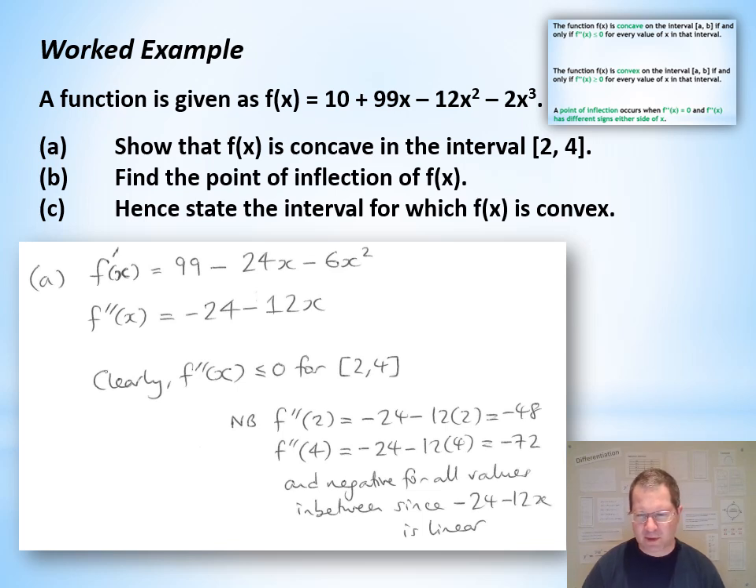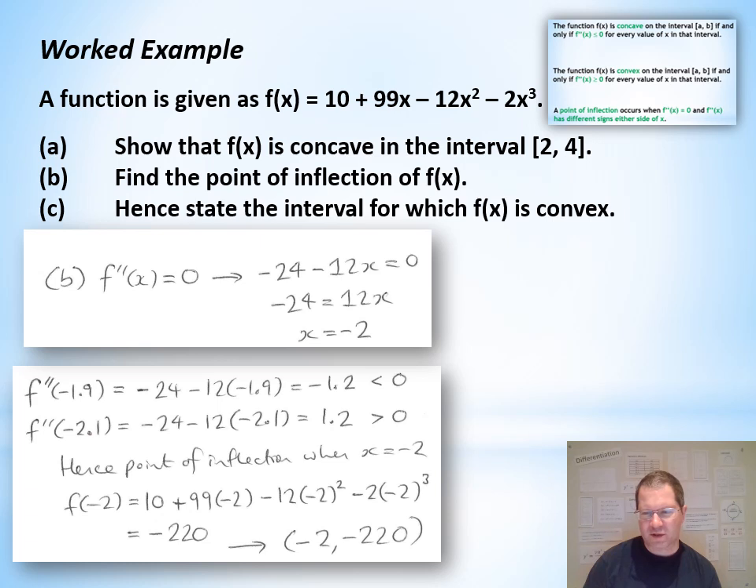If we put 2 into it, we get negative 48. If we put 4 into it, we get negative 72. And because it's linear, we're going to get all those values between minus 48 and minus 72 for x values between 2 and 4. Hence, it is concave in the interval 2 to 4 because f double dash x is less than or equal to 0 in that interval.